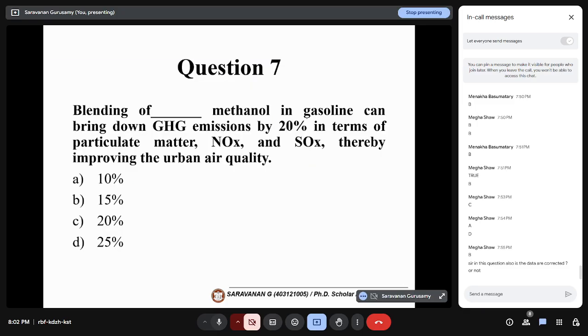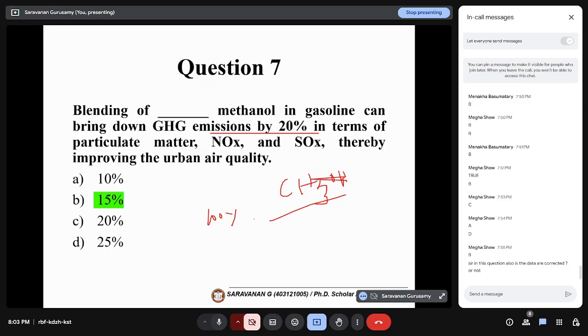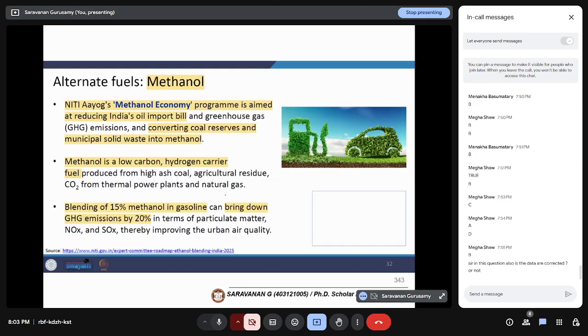Blending of what percentage of methanol in gasoline can bring down greenhouse gas emissions by 20%? If you just add 15% methanol, that itself reduces your greenhouse gas emissions by 20%. Then think about 100% methanol as a fuel, because it is purely CH3OH, methanol, so there is no other compound. Petrol and others have many other compounds, but methanol will be purely C and H. That will reduce the greenhouse gas emission.